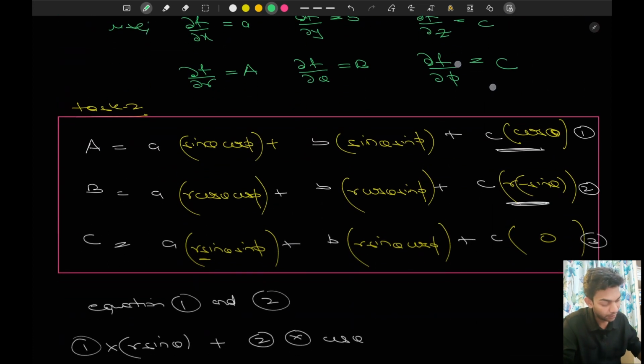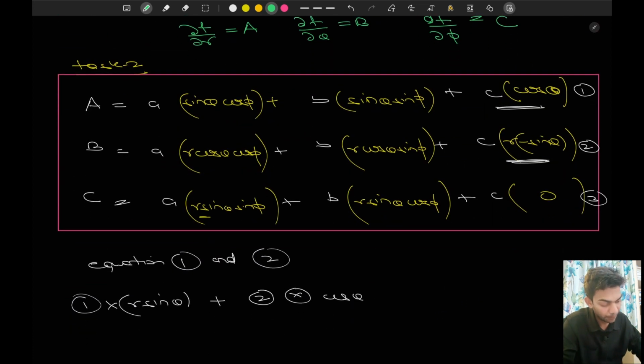So what I have is capital A, capital B, and capital C in terms of small a, small b, and small c. What we want is the reverse relation: small a, small b, small c in terms of capital A, capital B, capital C. I have named these equations number 1, number 2, and number 3, and you can clearly see that equation number 3 doesn't have a c in it.